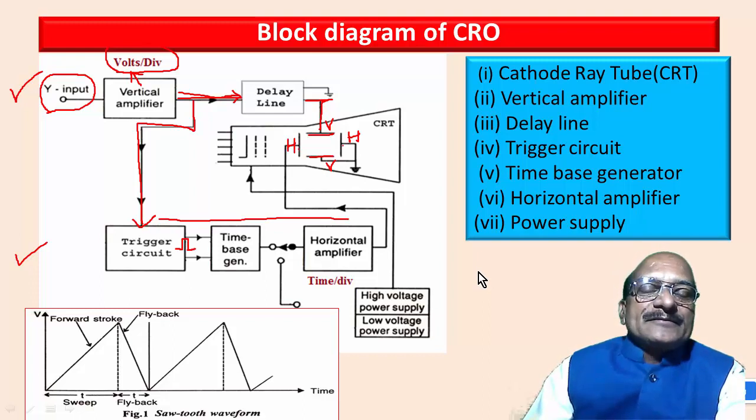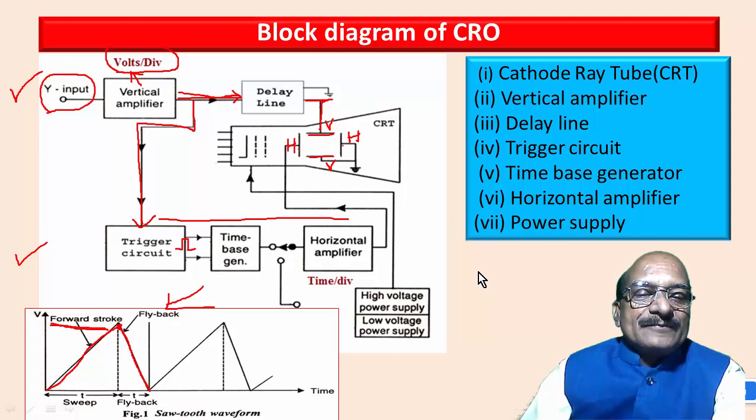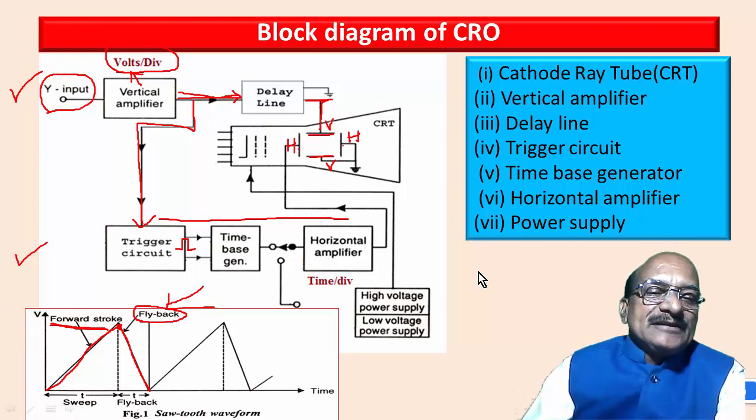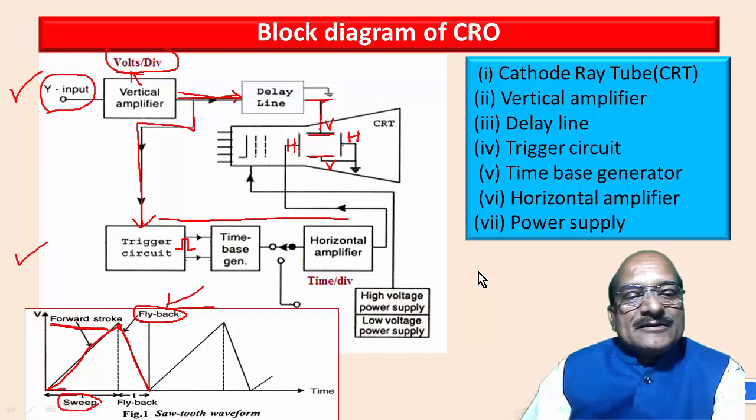This time-base generator is designed by using a UJT sawtooth oscillator. It will generate a voltage shown in this diagram. Initially, the voltage across the capacitor goes on increasing until it reaches the maximum. This time is called the forward stroke, or the charging time of the capacitor. When the capacitor charges to the full value, it suddenly discharges. This is called the flyback time of the time-base generator. The total time required for the forward stroke and flyback is called the sweep time, or the sweep periodic time.